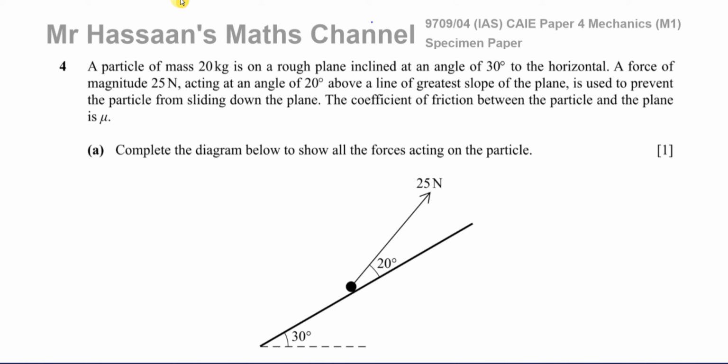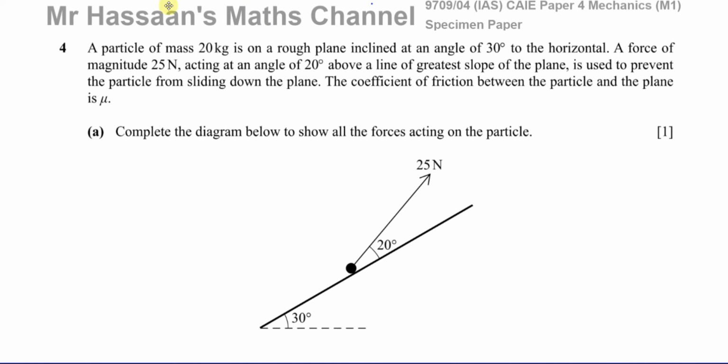Okay, so here we have a particle of 20 kilograms on a rough plane. A few things we have to be careful about and realize. A rough plane means we're going to have frictional force acting. At an angle of 30 degrees to the horizontal, a force of magnitude 25 newtons acting at an angle of 20 degrees, that's shown, is used to prevent the particle from sliding down the plane. So the particle is about to slide down the plane, and this force is helping to stop it from doing so. The coefficient of friction between the particle and the plane is mu. Complete the diagram to show all the forces.